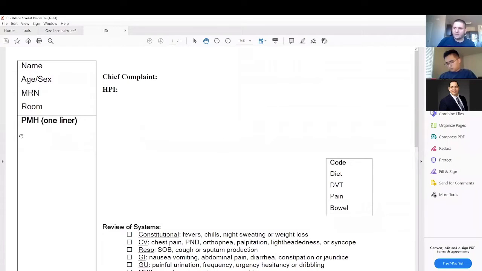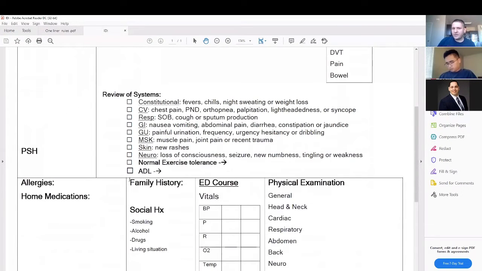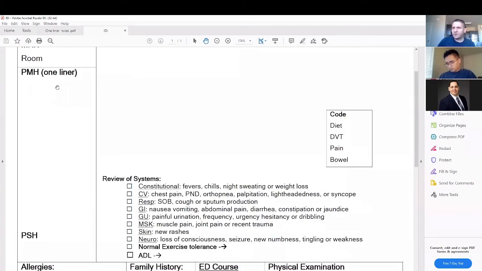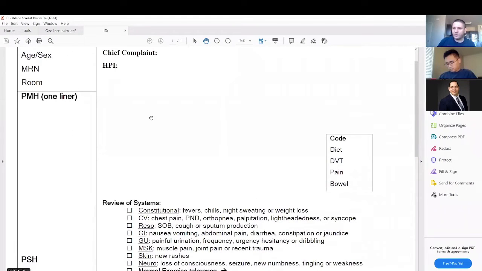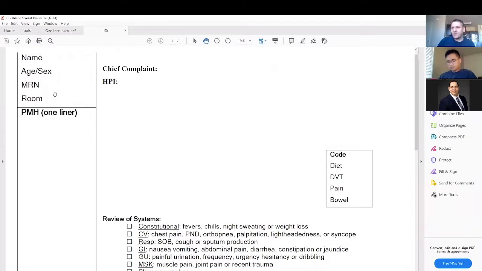This is basically a template that I use. I'm third year and I still use it for my admissions. It is arranged in a way that will help with your presentation as well. That presentation should be running in the SOAP pattern, so subjective and objective.